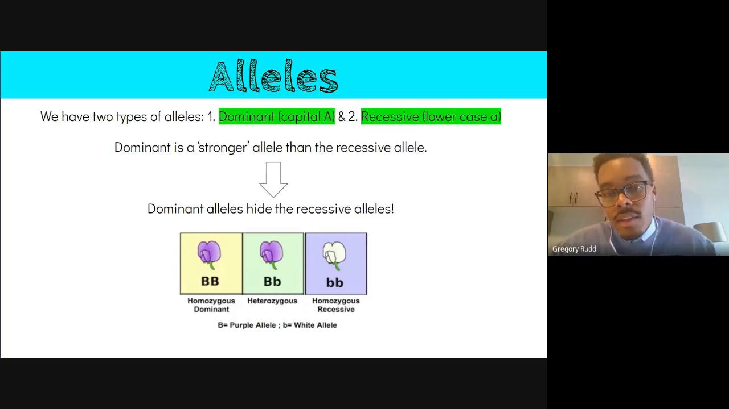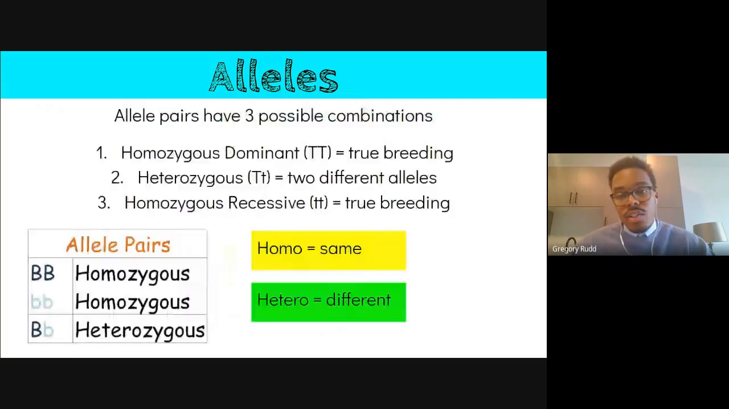So there are dominant alleles, which we represent with capital letters, and there are recessive alleles, which we represent with lowercase letters. Because of this, there are three possible combinations. There can be a homozygous dominant combination, which we represent with two capital letters. There can be a homozygous recessive combination, which we represent with two lowercase letters. Or there could be a heterozygous combination, which is one of each, one capital letter and one lowercase letter.